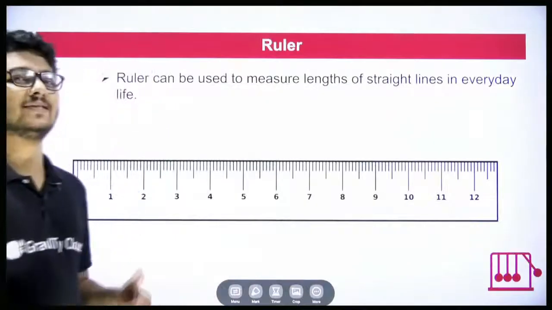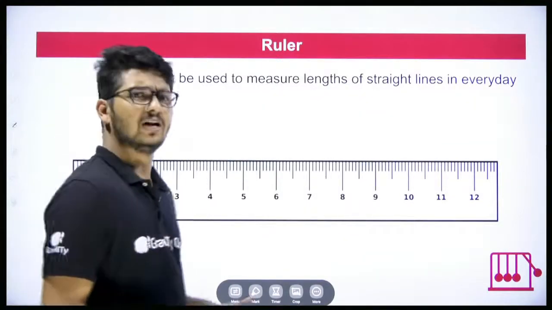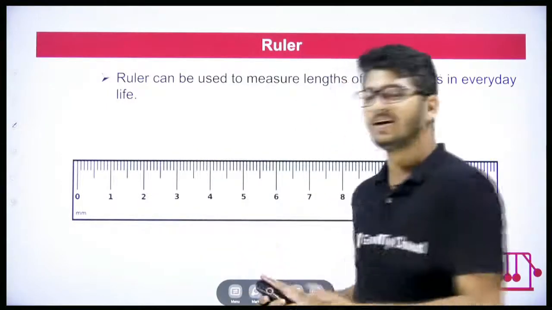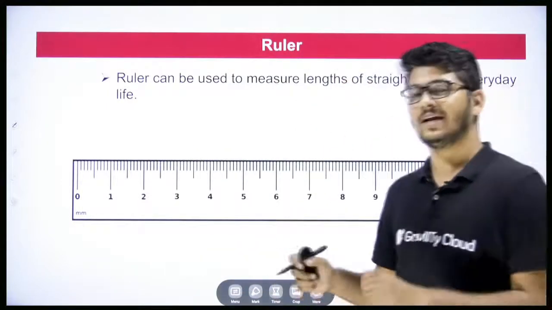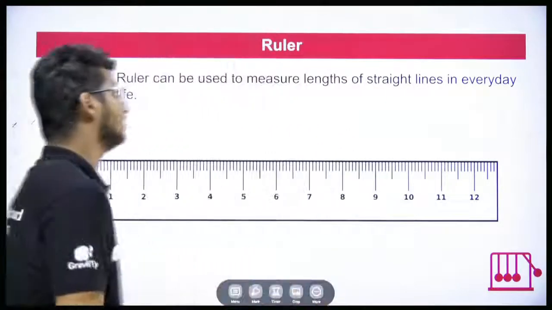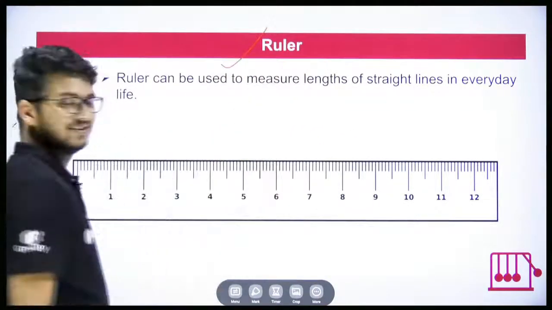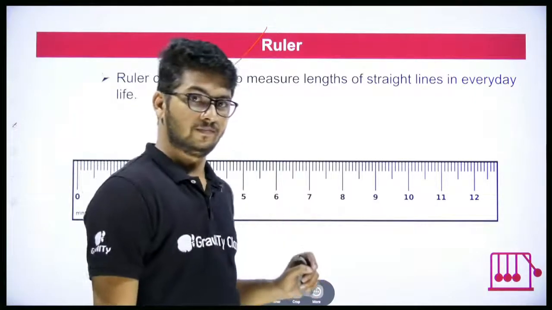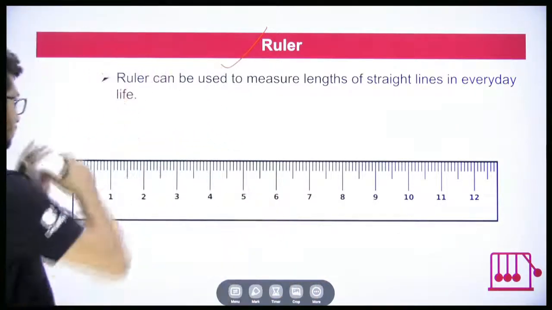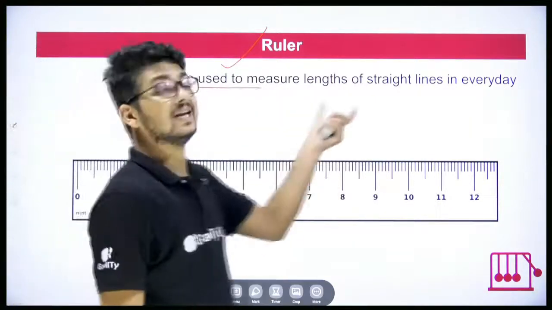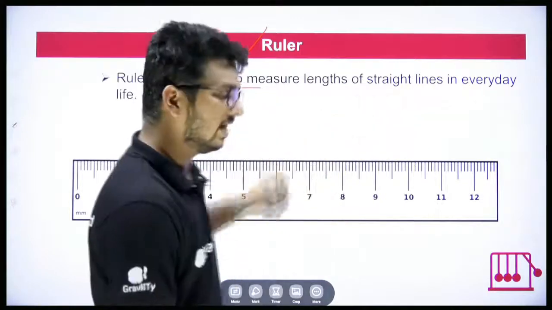Obviously, if I ask you how do you measure the length of a straight line, what will you tell? Sir, use a scale. Right, and that's what we'll be learning, how to properly use a scale. The proper name of a scale is ruler. So we use a ruler, which can be used to measure the length of straight lines in everyday life.